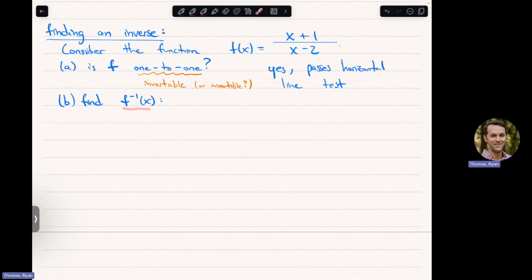To find the inverse, I'm going to delete this now because I'm embarrassed. Okay, we'll just forget that ever happened.